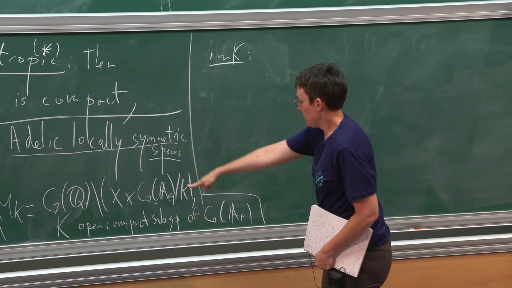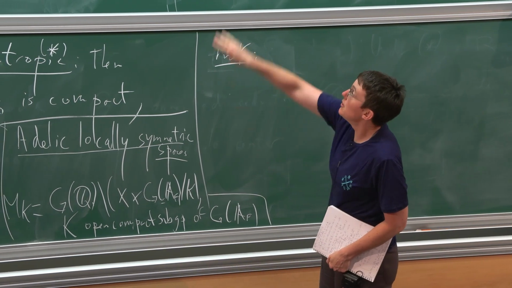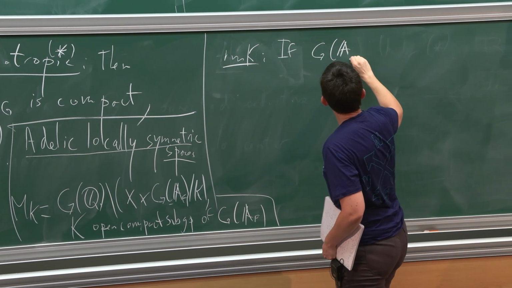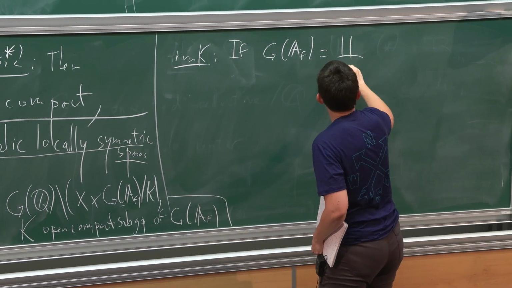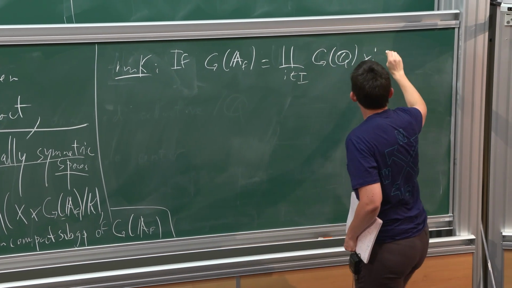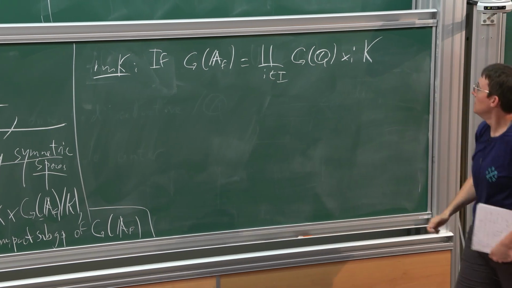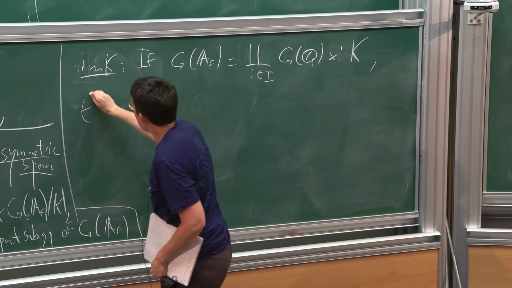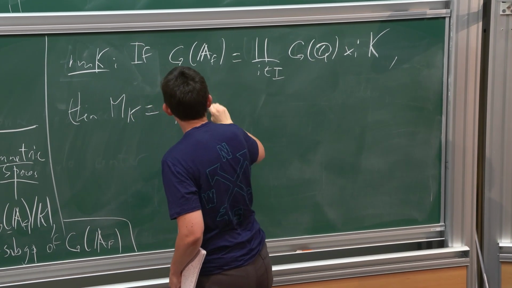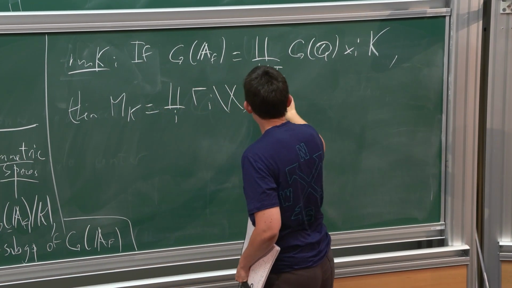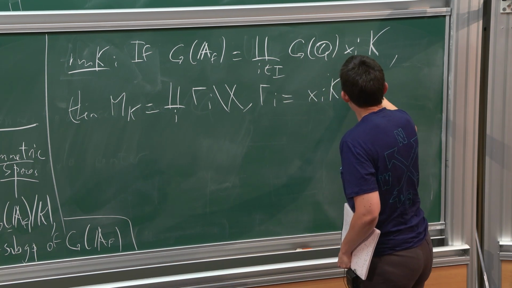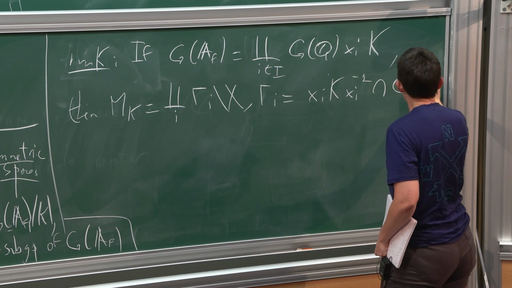Okay, so this MK is actually a disjoint union of spaces like this. If I write G of AF as a finite disjoint union of double cosets like this, then MK is just the disjoint union of the Gamma_i under X, with Gamma_i being equal to X_i K X_i^{-1} intersected with G of Q.